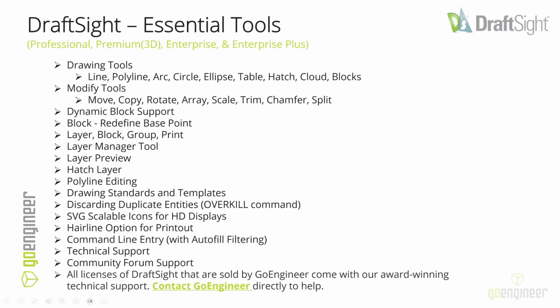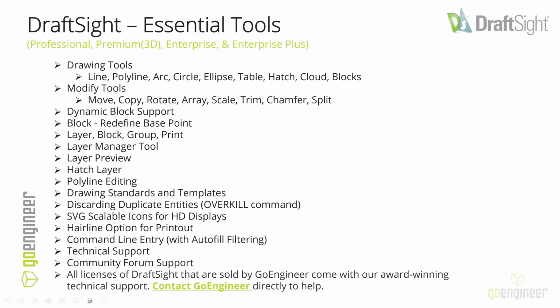With DraftSight, there are many different versions of it, meaning there's a Professional, a Premium, and then there's also a package which is called Enterprise Plus. The difference between Enterprise and regular DraftSight is that Enterprise Plus is a network version, and anything with the word Enterprise in it is a network version.